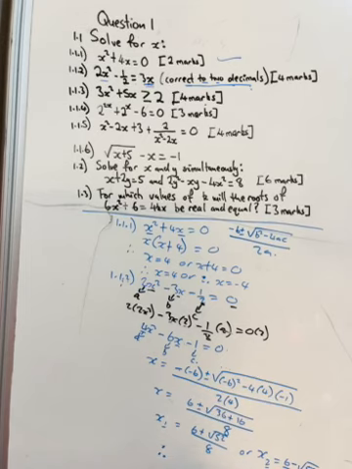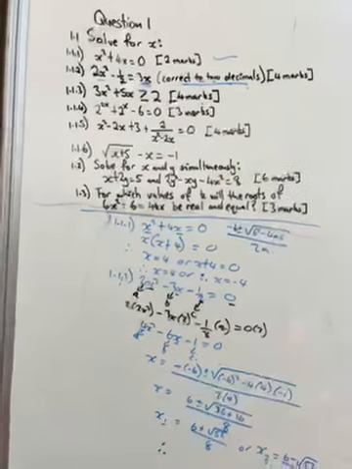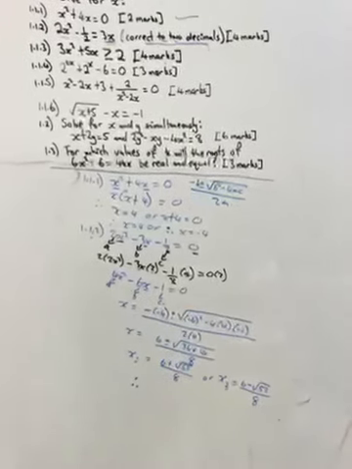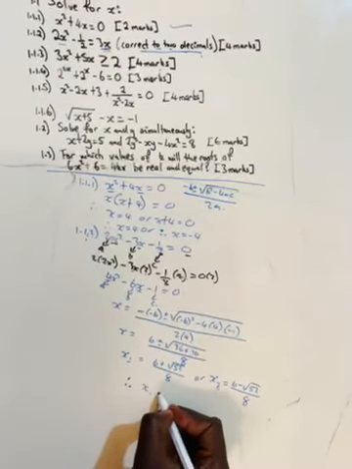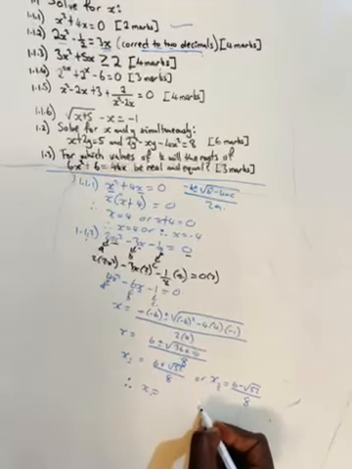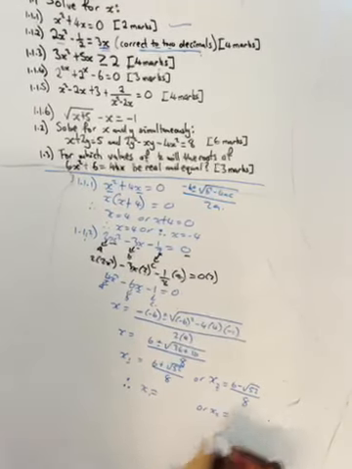Then here I come and say, therefore, oh, sorry for a moment. Let me just adjust the camera. So I say, therefore, x1 is equal to, or x2 is equal to.